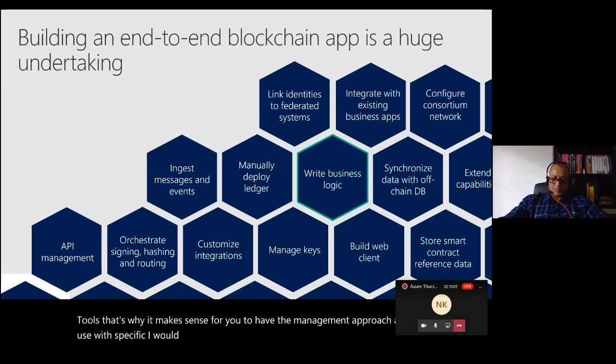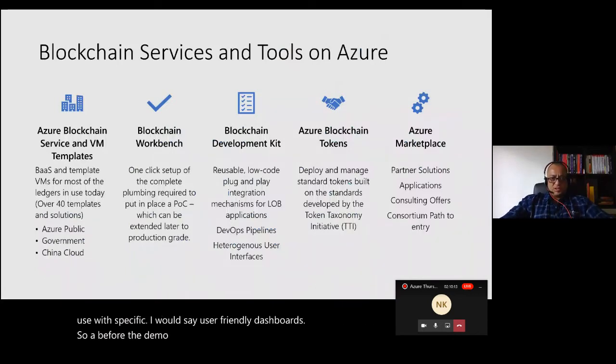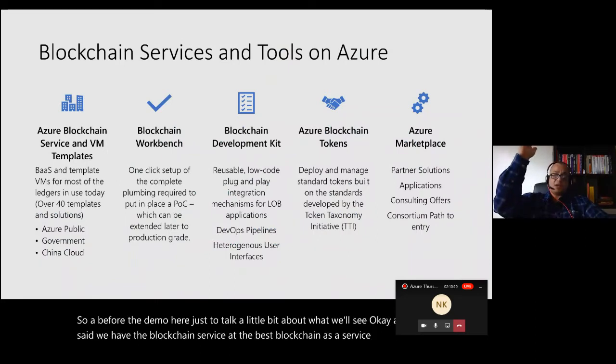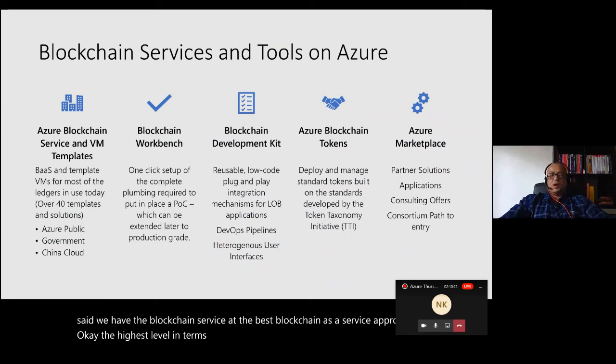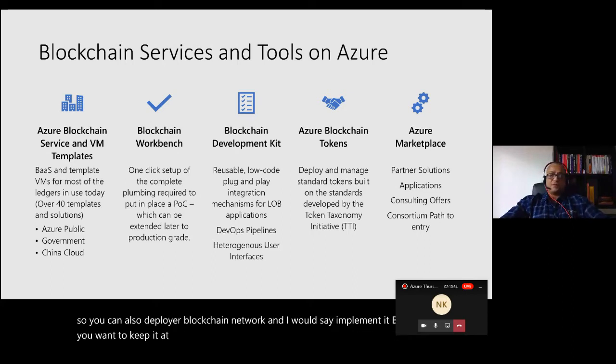So that's why it makes sense for you to have the managed approach and use specific, user-friendly dashboards. So before the demo, just to talk a little bit about what you see. As I said, we have the blockchain service, the best blockchain as a service approach, the highest level in terms of abstraction. We have VM templates, of course. So you can also deploy a blockchain network and implement it, but if you want to keep it at the IaaS, the infrastructure level, we give you this option.